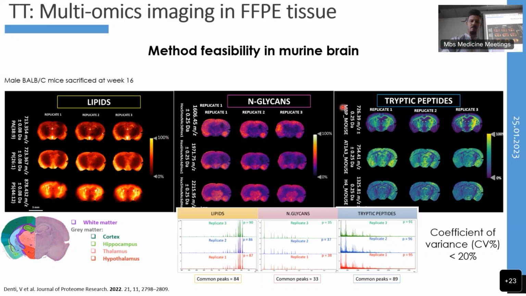Among these, we had the myelin basic protein, which highlighted the white matter, and various histones, which highlighted the nuclei-rich region of the gray matter in the brain. Of course, we also evaluated the reproducibility of this method, and we found that on the whole, the average coefficient of variance of any of these molecular peaks was below 20%, which is in line with what's been reported with this technology at a single omics level.